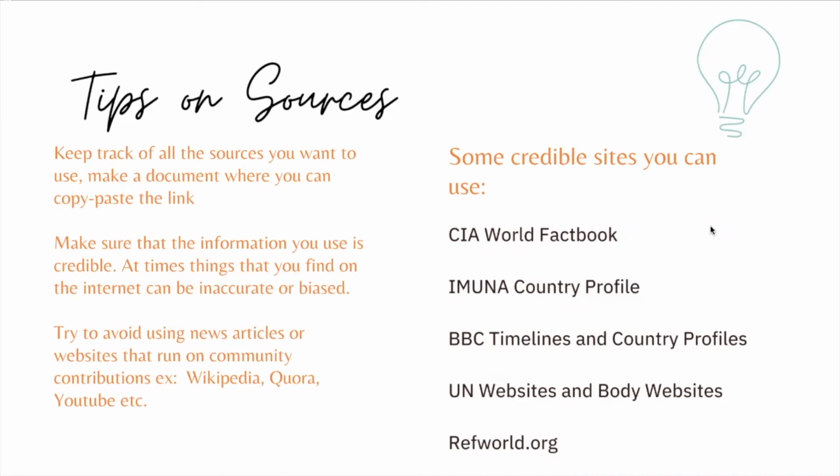Furthermore, it's important to make sure that the information you use is credible. At times, the resources you find online can be inaccurate or biased. Such sites include Quora, Wikipedia, or YouTube, as they run on community contributions, and there is no guarantee for the accuracy of these resources. Some credible sites that you can refer to are listed here.